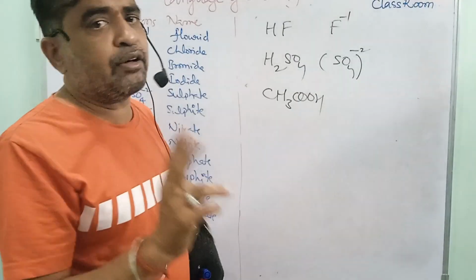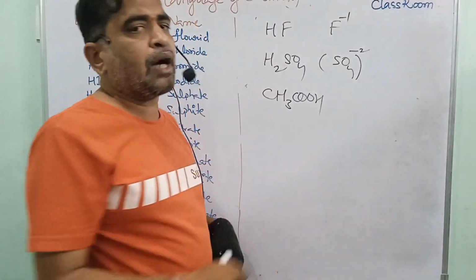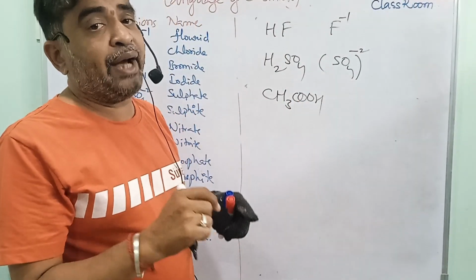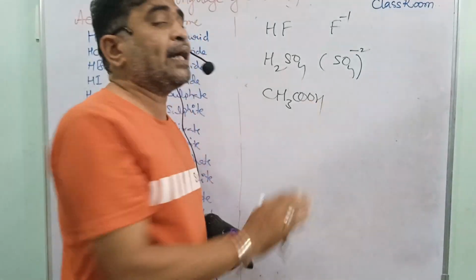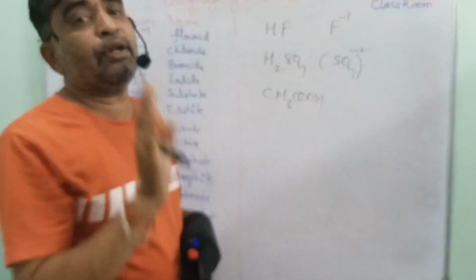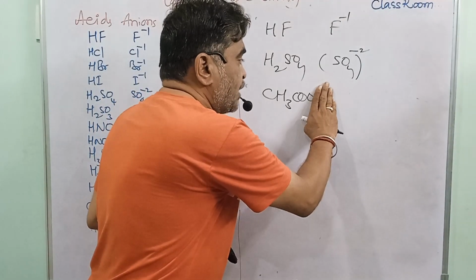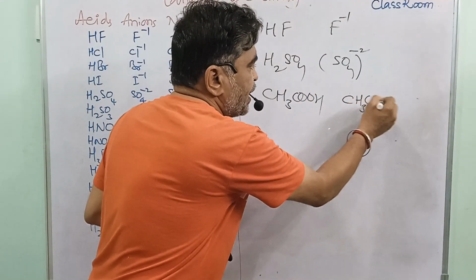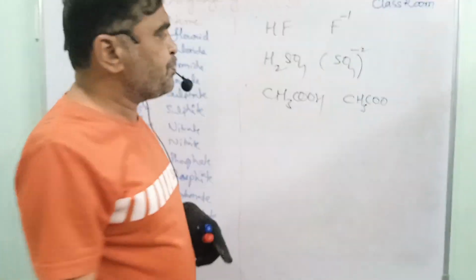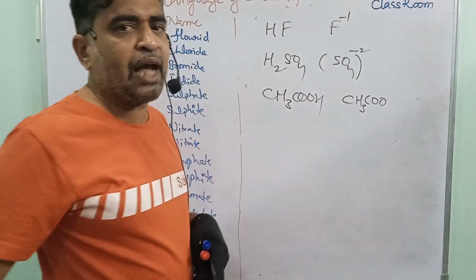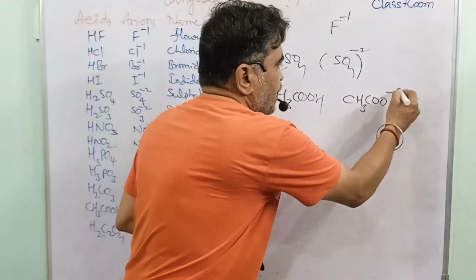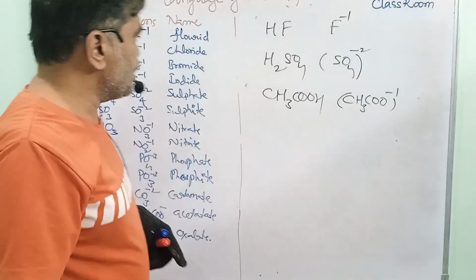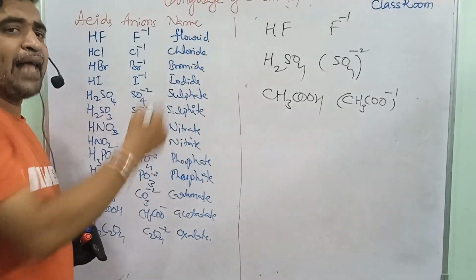Here we have 2 hydrogens. One is attached to the carbon, and the second hydrogen is attached to the oxygen. So which hydrogen do you have to take? The one attached to the oxygen is the only one counted. Except for that hydrogen, the remaining part is the anion. What is remaining? It is CH3COO. How many hydrogens do you have? Only one. So what charge are you getting? Only one. So it is CH3COO minus.